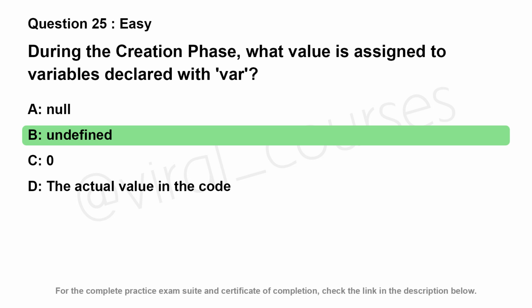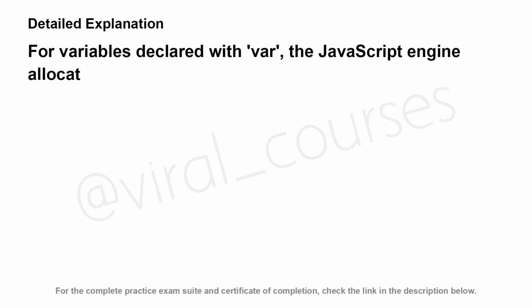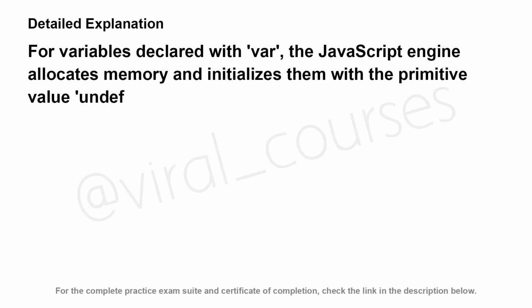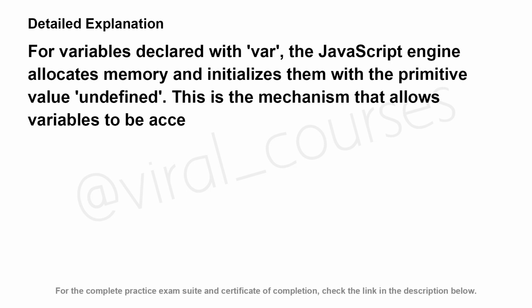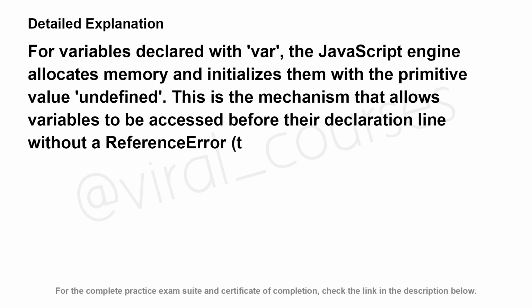The correct answer is B. For variables declared with var, the JavaScript engine allocates memory and initializes them with the primitive value undefined. This is the mechanism that allows variables to be accessed before their declaration line without a reference error, though they return undefined.